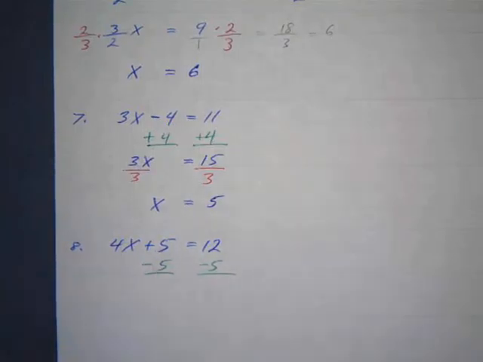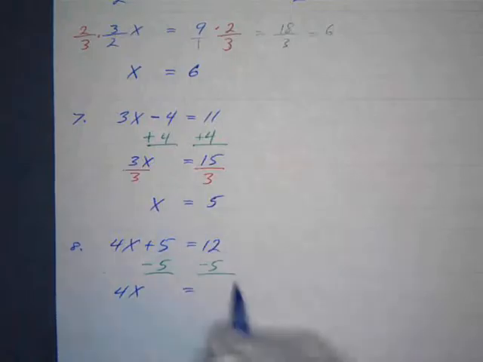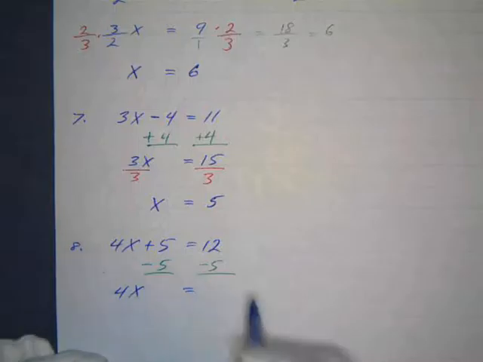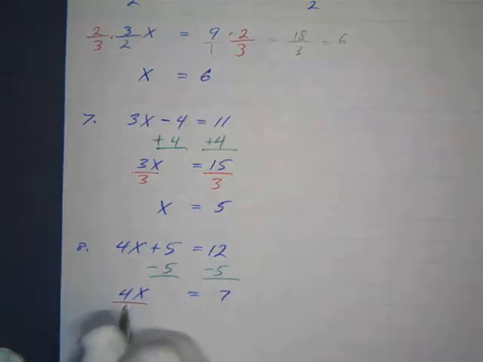5 minus 5 is 0. 4x plus 0 is just 4x. So I got 4x on the left. And on the right, keep your equal signs lined up. 12 minus 5 is 7. So again, what I do to the left, I do to the right. Then I want to solve for x. The 4 is joined by multiplication. The opposite of multiplication is division, so I divide both sides by 4.